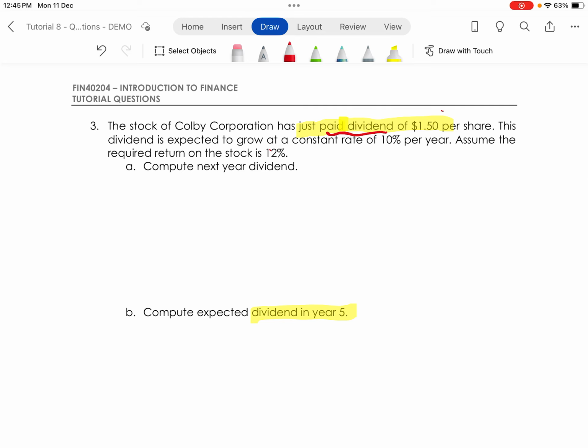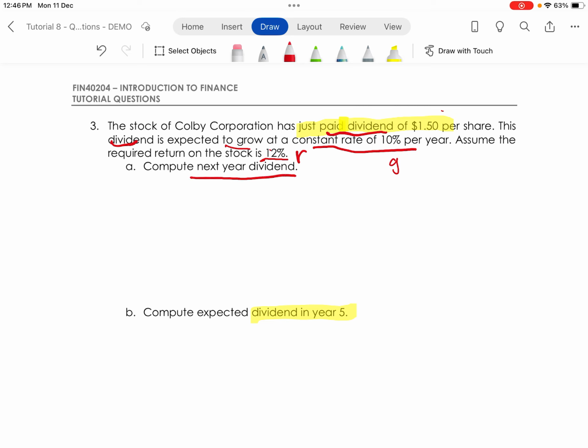Now, this dividend is expected to grow at a constant rate of 10%. Usually in this question you will see two percentages. One is the dividend increment rate. Dividend is expected to grow, so this is what we call the growth rate, noted as g. Growth rate means the dividend increment rate. Assume the required return on the stock is 12%. So this is the usual r. It can be small r or big R, whatever it is, it is still the same.